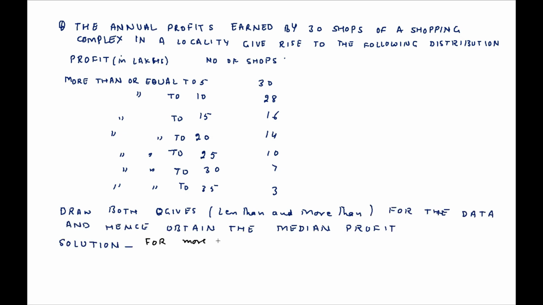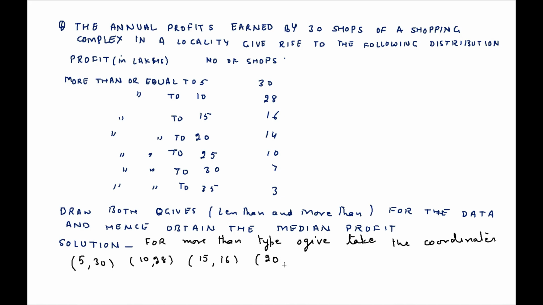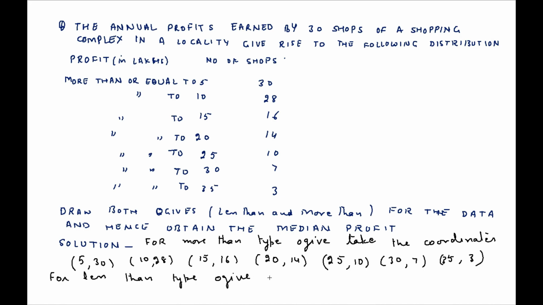Now its solution is, for more than type ogive, we will take the coordinates (5, 30), (10, 28), (15, 16), (20, 14), (25, 10), (30, 7), (35, 3). And for less than type ogive, we are supposed to find the classes, frequencies and the cumulative frequencies.